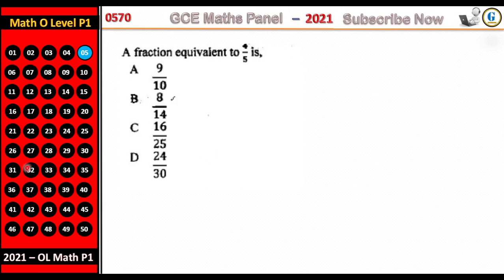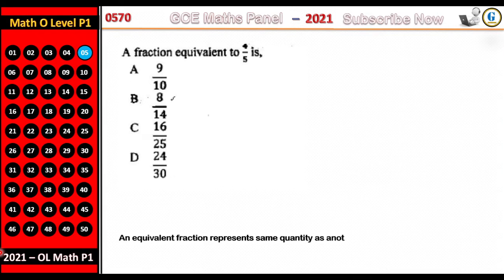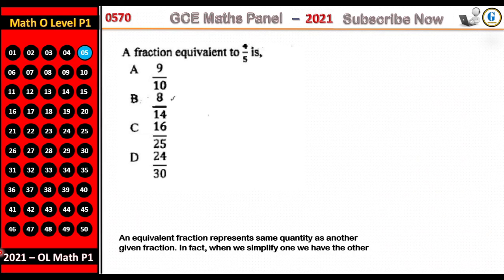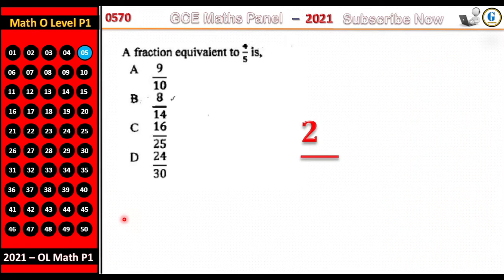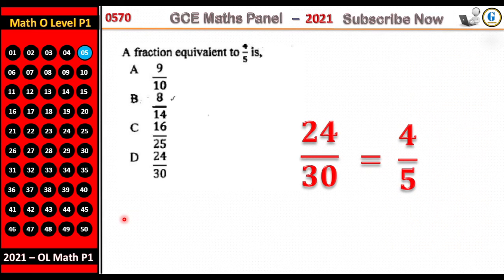Now the fraction 4 on 5 is equivalent to... An equivalent fraction represents the same quantity as another given fraction. In fact, when we simplify one, we have the other. So if we simplify one fraction, we have the other, then they are equivalent fractions. So when we simplify all of this, the only one that will simplify to have 4 on 5 is 24 on 30, which gives us 4 on 5. So our key here is D.